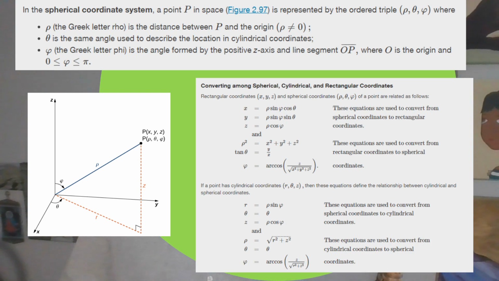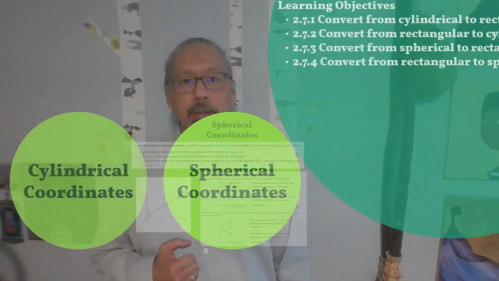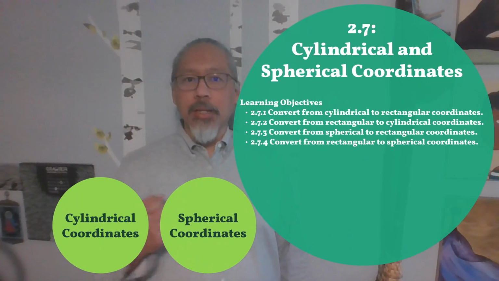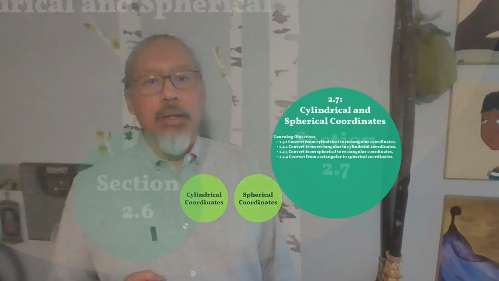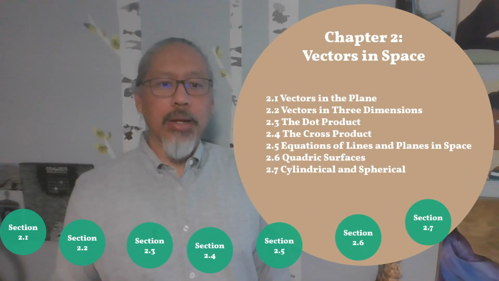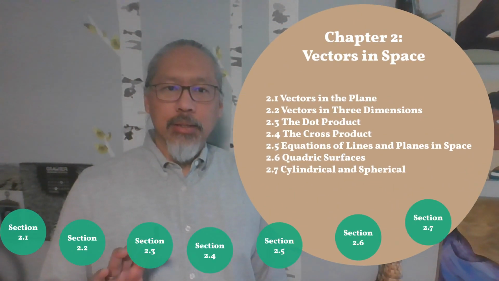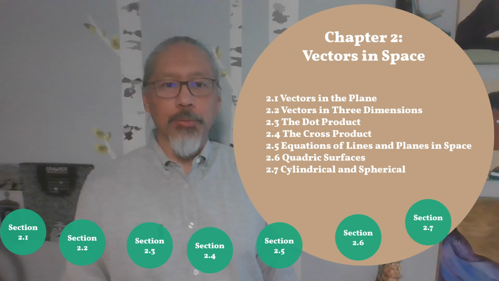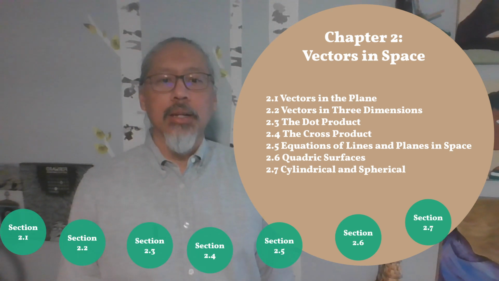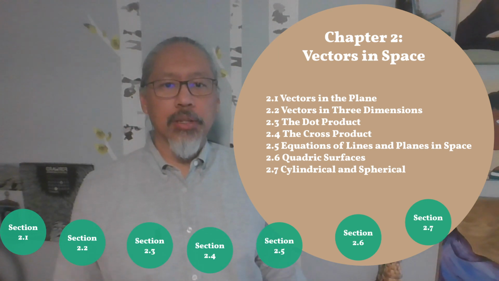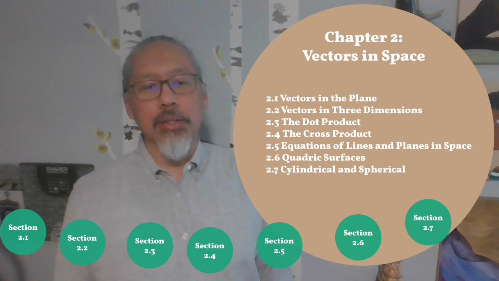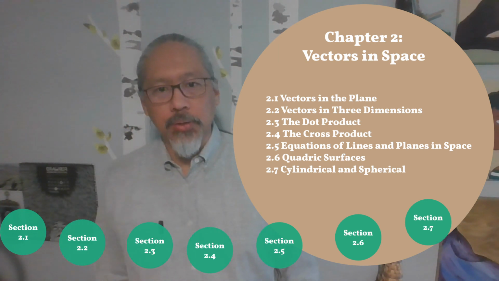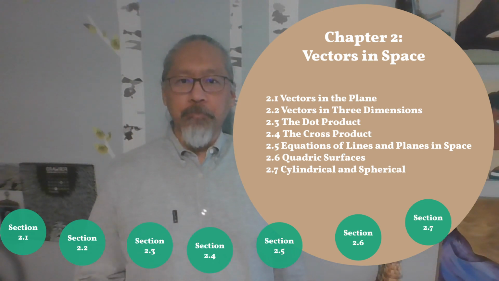Okay, so that wraps up our chapter 2. With that, we're ready to put all this stuff together, all the vectors, the dot and cross products, lines and planes, and then all these surfaces with quadric surfaces and spherical and cylindrical coordinates. Okay, good luck.